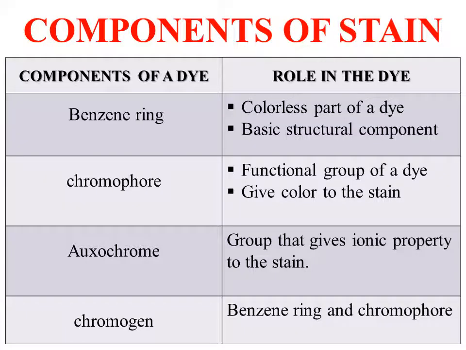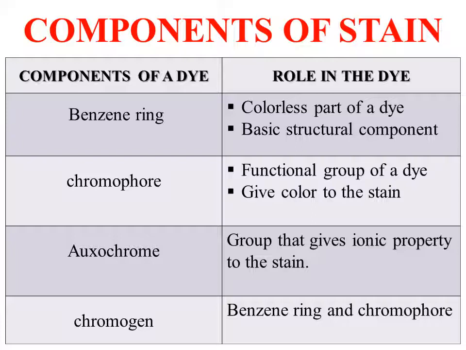And the next topic is components of a stain. A stain has three components. Number one, benzene ring. Number two, chromophore. Number three, oxochrome. Number one, benzene ring. Benzene ring is the structural component of a dye. It is a colorless part. The color which a dye has is not based on the benzene ring because it gives only the structure.